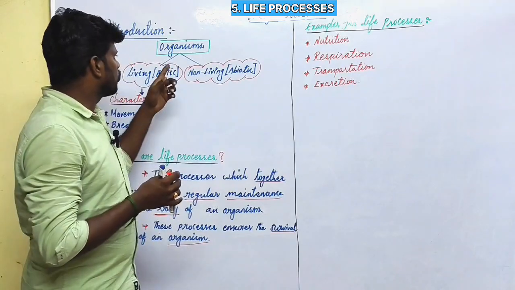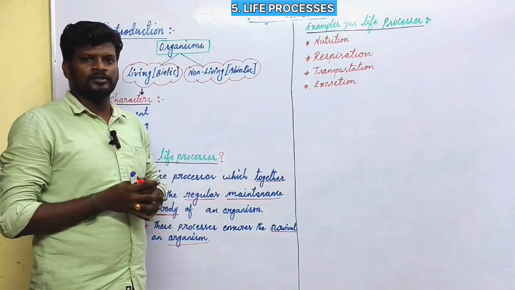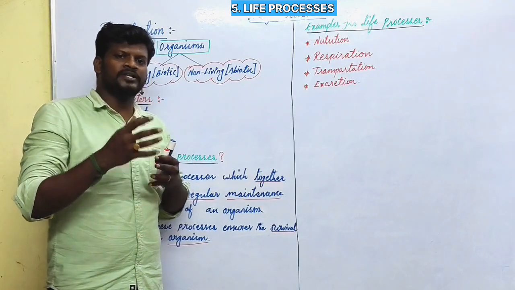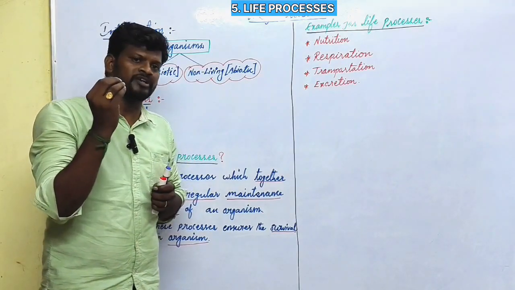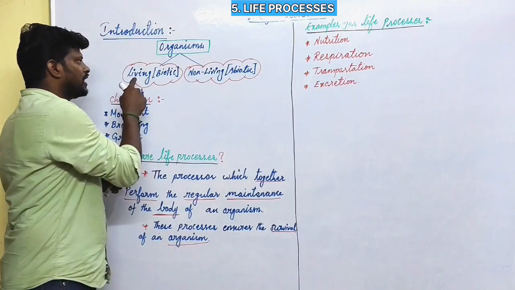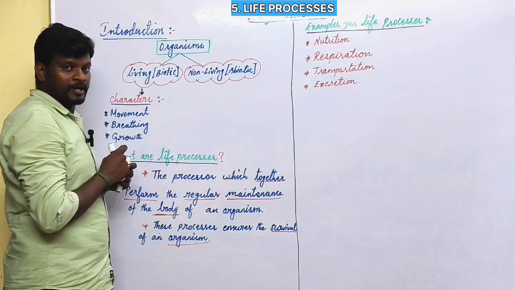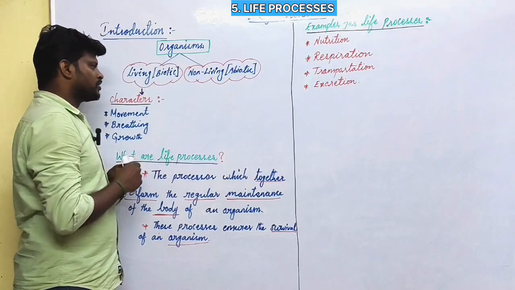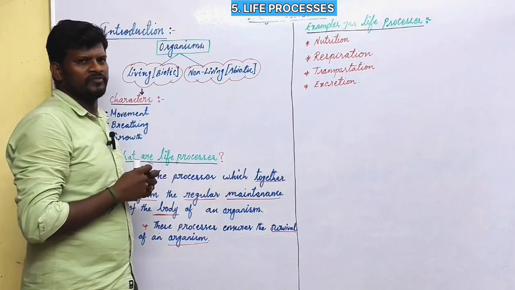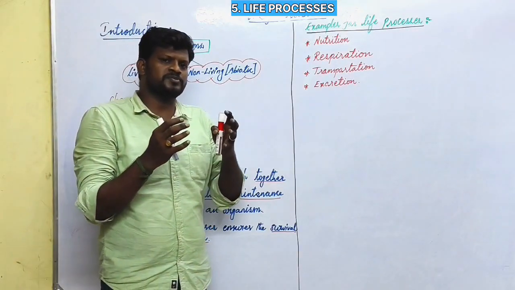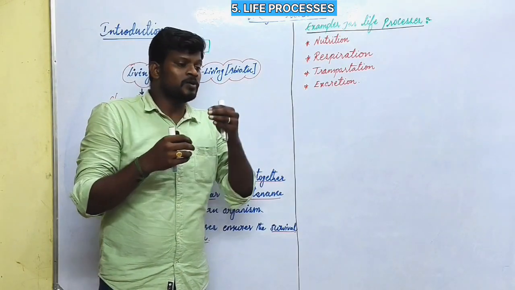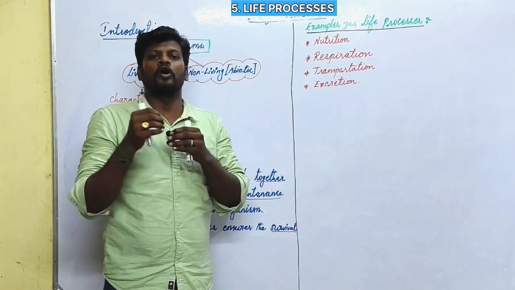If you take the planet Earth, we have so many organisms and we can classify all these organisms under two different categories. One is living organisms or biotic, and the other is non-living organisms or abiotic. When it comes to living and non-living, there are some differences which determine whether it is living or non-living.